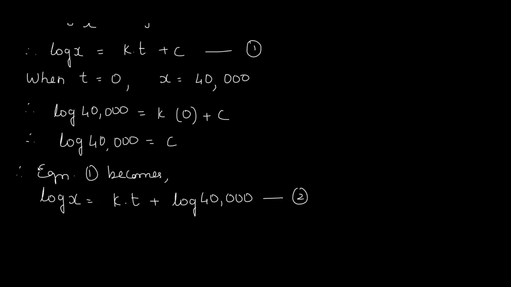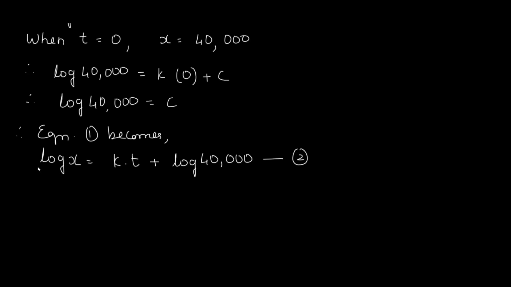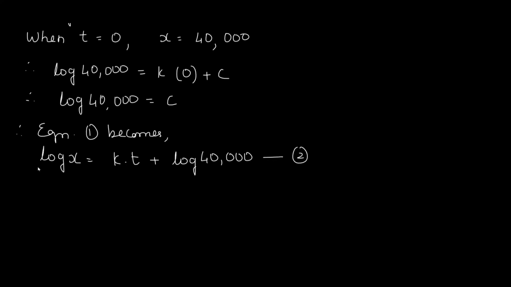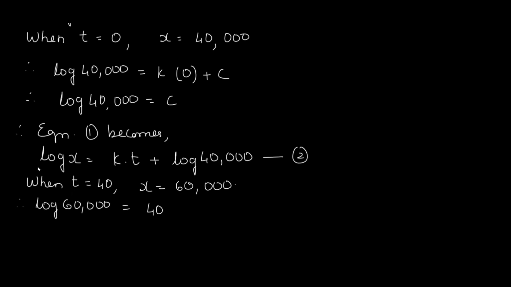Then the next condition given there. In 40 years, the population is becoming 60,000. That is what they were given there. So when t is equal to 40, x becomes 60,000. We put this in equation 2 and therefore we get log 60,000 is equal to k into 40, that is 40k, because t is 40. So 40k plus log 40,000.